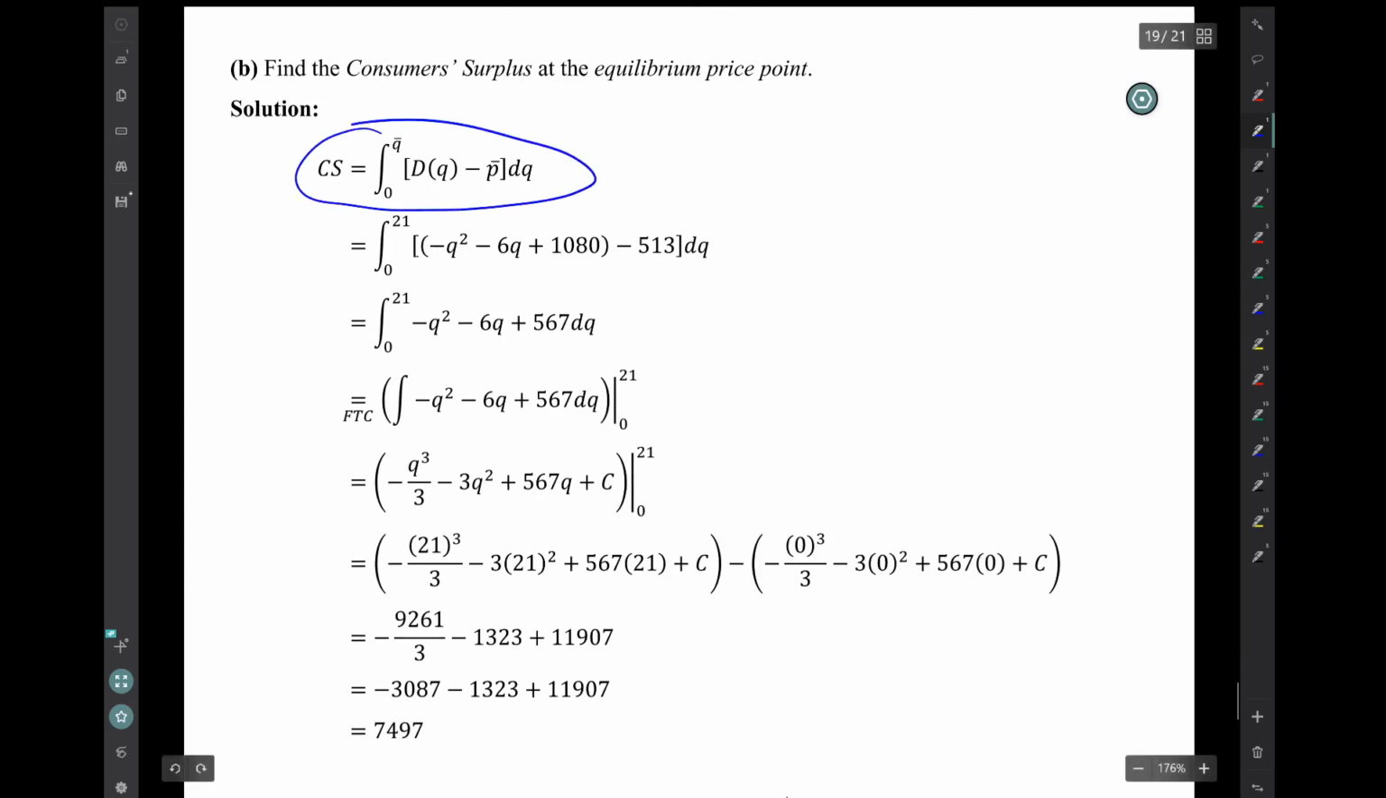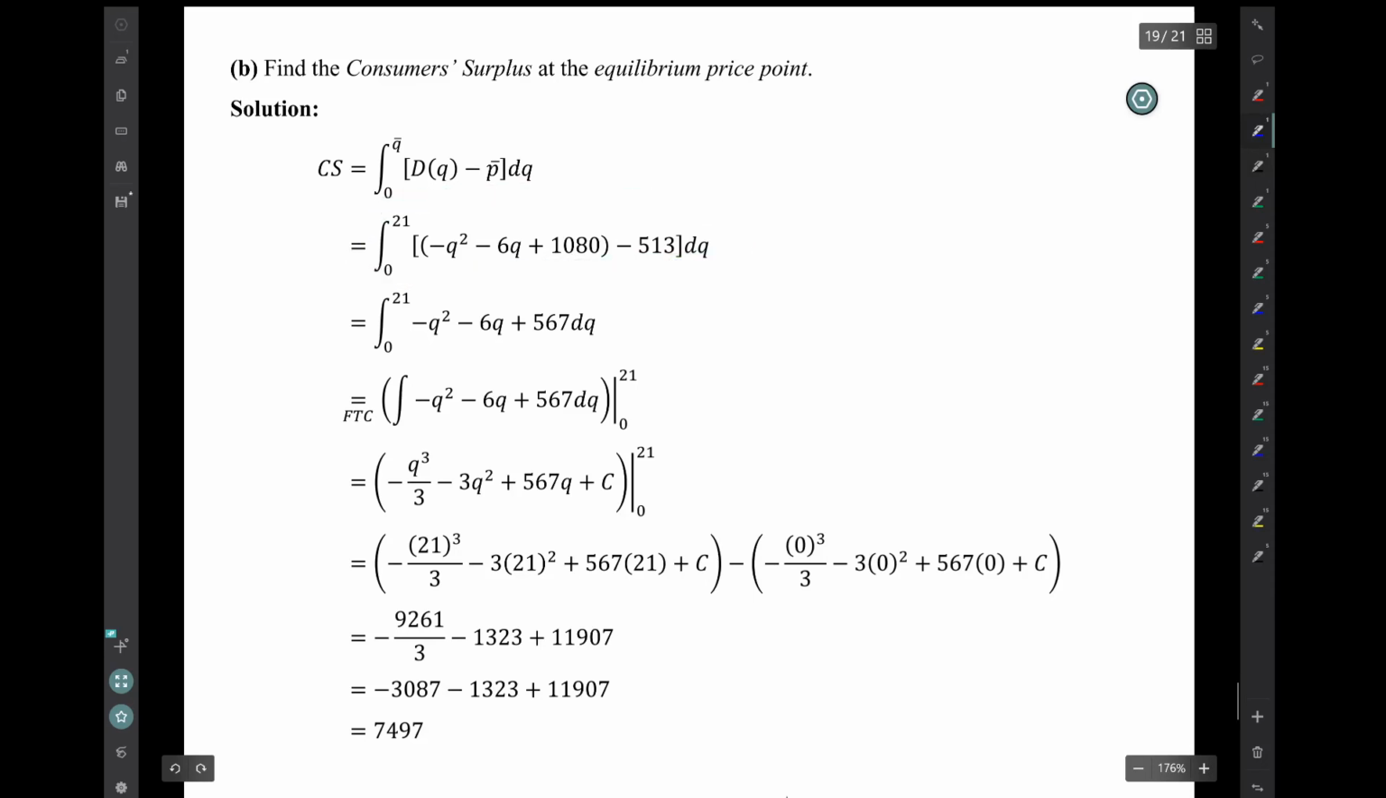Well, there's our formula for consumer surplus. We substitute in the value Q bar equals 21. Again, remember that previously we used the symbol X bar for that, the equilibrium quantity. We substitute in the formula for the demand price. That's this quadratic function. We substitute in the number for the equilibrium price, the P bar, that's 513. And that leaves us with this integral to do.